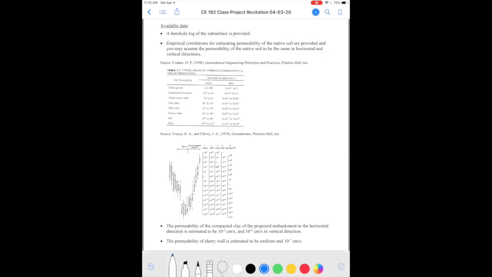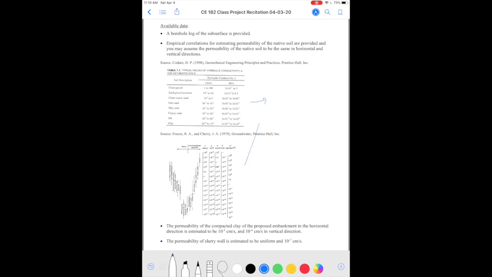So we have been given some data. We already talked about a borehole log that was given to us. Using that, you can estimate the type of soil you are dealing with, and then use these two empirical numbers for hydraulic conductivity for the native sand and gravelly soil, and pick an appropriate value of permeability or hydraulic conductivity using these two tables.